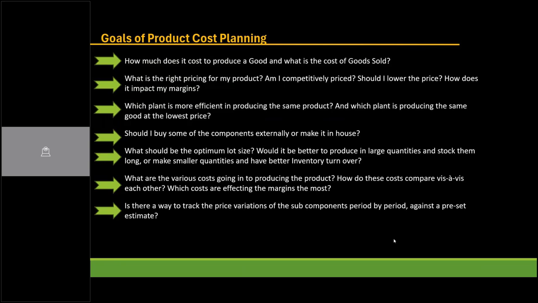What are the various costs going into producing the product? What are the conversion costs, right? What is the labor cost, what is the machine cost, etc.? It will help you understand. Then we have, is there a way to track the price variance of the subcomponents period by period?